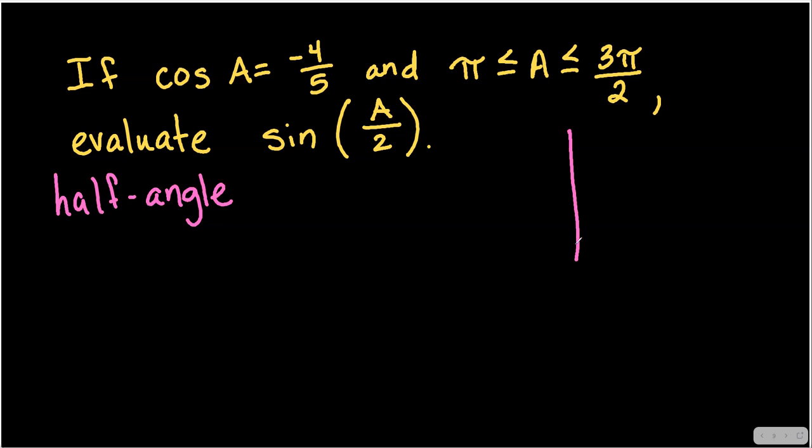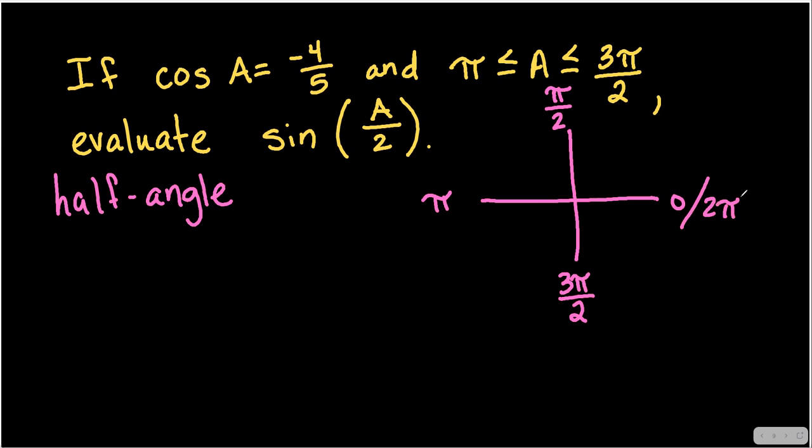So I'm going to sketch really quickly a little Cartesian coordinate grid that says this is 0, this is pi over 2, or 90 degrees, this is pi, or 180, 3 pi over 2, or 270, and then we also come back to 2 pi. So I know that the picture I'm looking at is somewhere in this range here, from pi to 3 pi over 2.